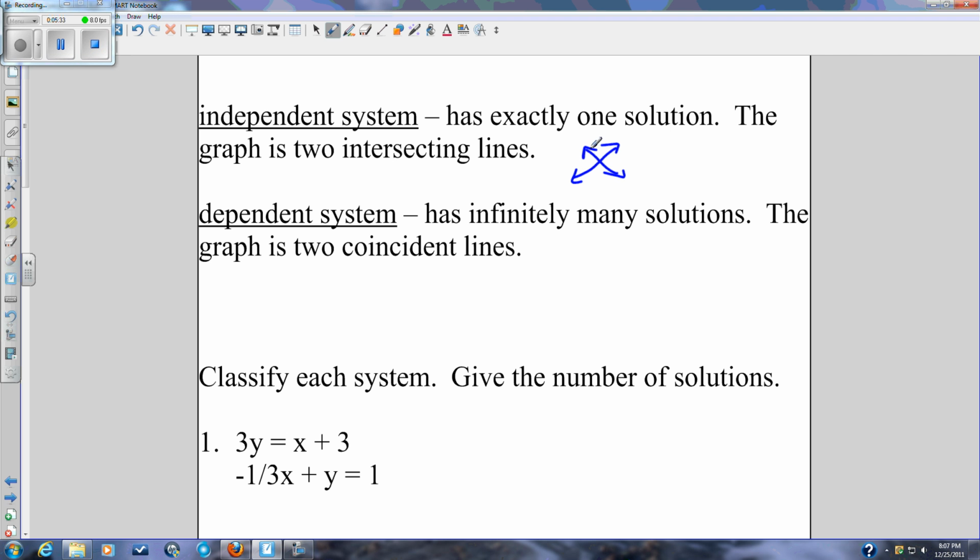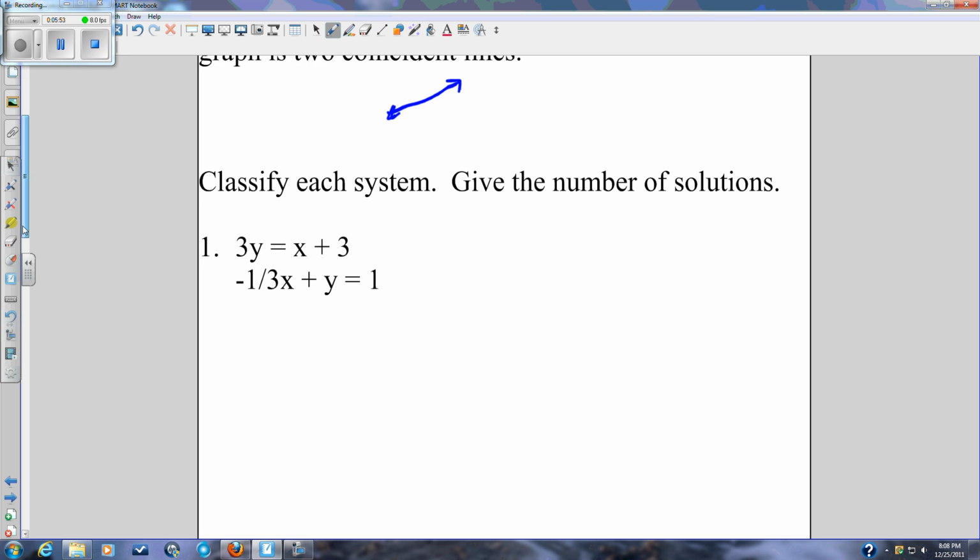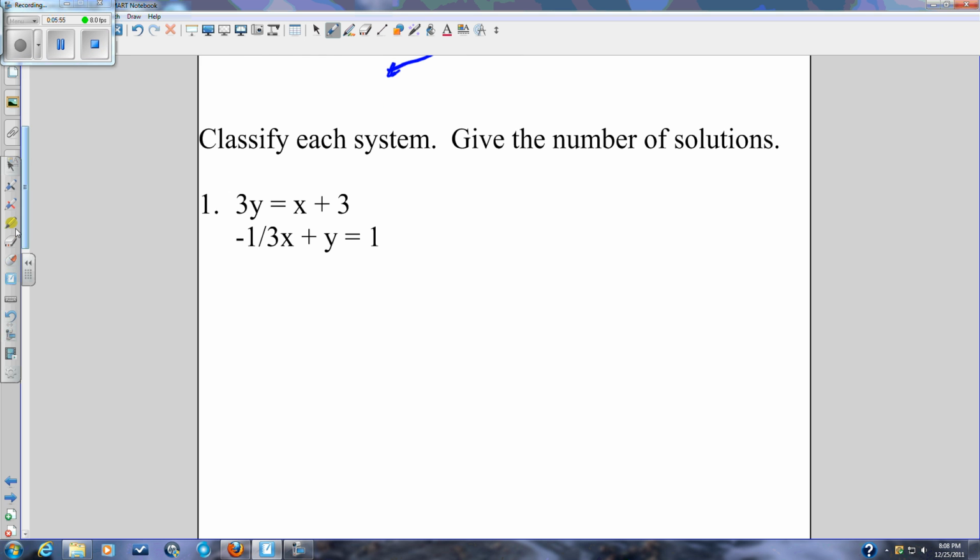It's not at least one, it is exactly one. A dependent system has infinitely many solutions. That's like what we looked at in the last problem. The graph is two coincident lines. Coincident means that they both occur in the same spot, one right over the other. Okay? Now, we want to classify each system here and give the number of solutions.